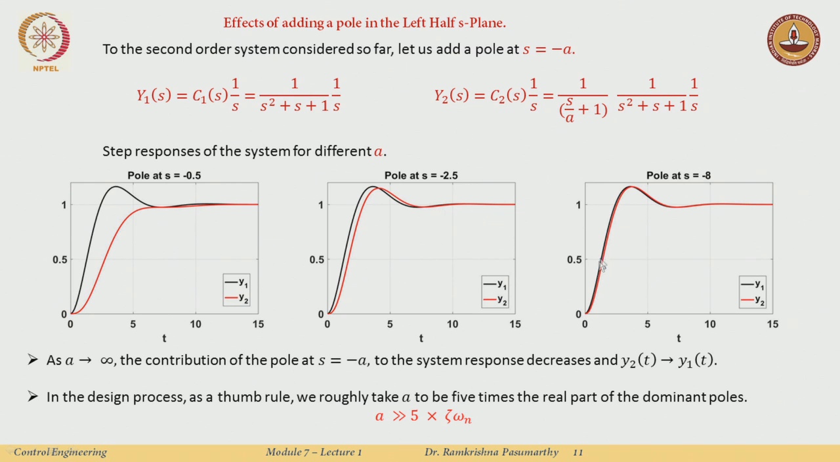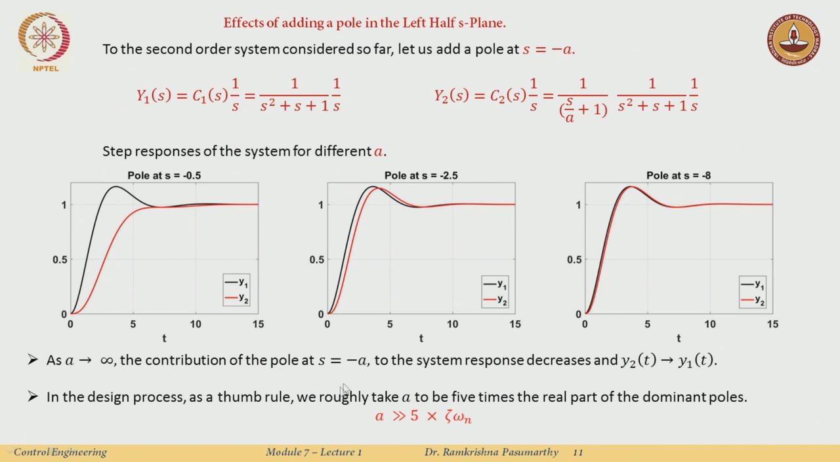Now, if I keep going further, I see that the red line actually touches the black line, and that is not surprising. As a tends to infinity, the contribution of the pole decreases, and as this pole a keeps on going to infinity, there is no effect at all. So, in a design process where we have to add a pole such that it does not have too much effect on the transient response, we take it to be 5 times the real part of the dominant pole, as in the middle case when we have a pole at s equal to minus 2.5.